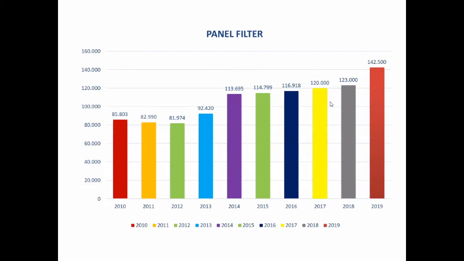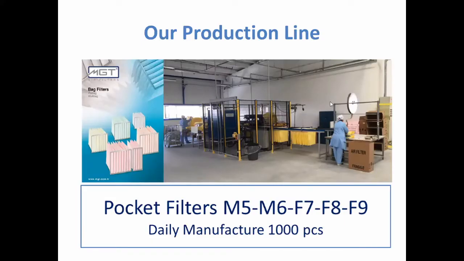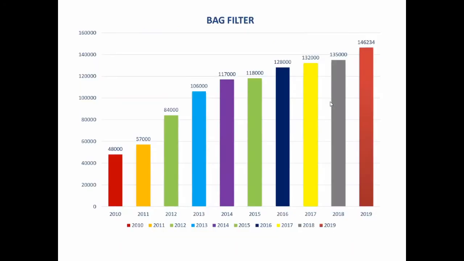And the next one, we have a bag filter, pocket filter from M5 to F9. We produce daily 1,000 pieces in one shift. That means from 8 o'clock in the morning to 6 o'clock in the evening, in 12 hours, let's say. Yeah. So we have two options in this kind of filters. We can make it with synthetic media or glass fiber media, which we can make with plastic frame or galvanized frame. These are the options.